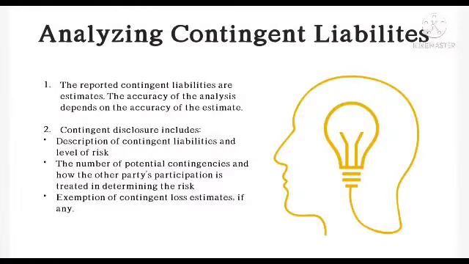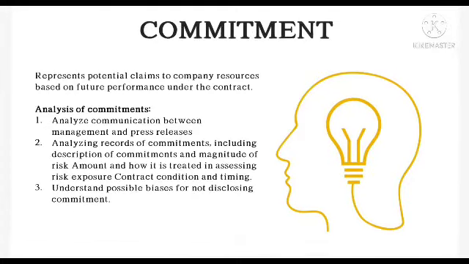Okay, next about analyzing contingent liabilities. The reported contingent liabilities are estimates. The accuracy of the analysis depends on the accuracy of the estimates. Contingent disclosure includes, the first one, a description of contingent liabilities and level of risk. The next, the number of potential contingencies and how the other participants are involved. And the last, assumptions of contingent loss estimates.